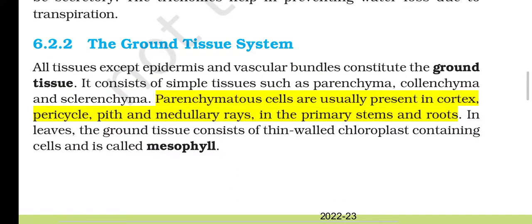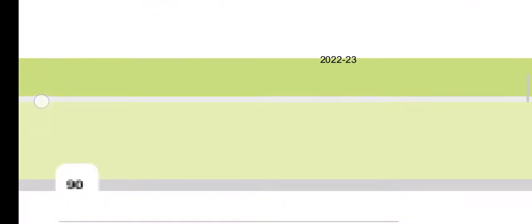6.2.2 The ground tissue system. All tissues except epidermis and vascular bundle constitute the ground tissue. It consists of simple tissues such as parenchyma, collenchyma, and sclerenchyma. Parenchymatous cells are usually present in cortex, pericycle, pith, and medullary rays in the primary stems and roots. In leaves, the ground tissue consists of thin-walled chloroplast containing cells and is called mesophyll.